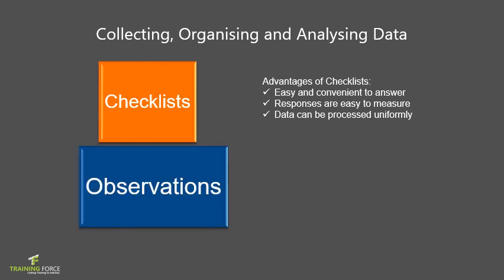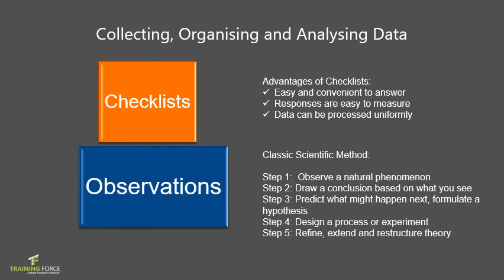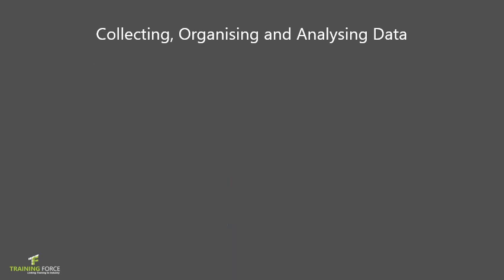Right, then we get observations, and in observations we have a classic scientific method that can be followed, because we've got to observe and we've got to see what we've observed, and we've got to put it all together, and we've got to logically think it. All right, remember in our previous clusters about how our brain works and putting this together when we were doing writing, right? So step 1, we observe the natural phenomenon. We draw a conclusion based on what we see. We predict what might happen next. We formulate a hypothesis. We design a process or experiment. We redefine, extend, and restructure the theory.